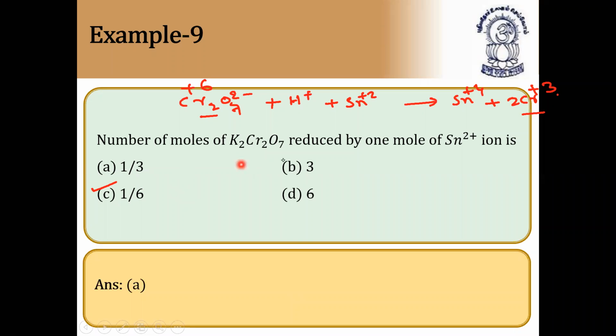So it is 1 by 3, because here plus 2 state changes to plus 4. Yes, 1 by 3 times, because only plus 2 changes to plus 4. So the answer is A. It is not C. It is A. So like this, equations also they'll ask in the examination.